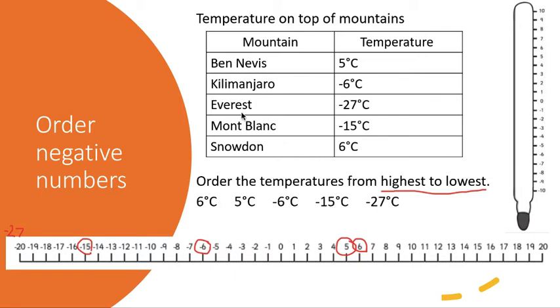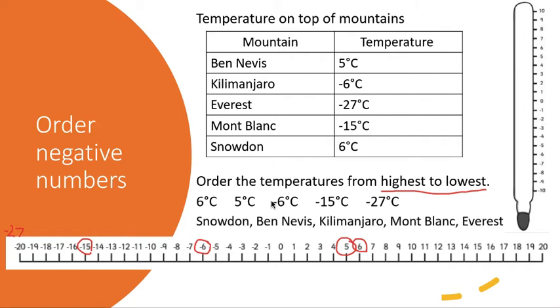So Everest is by far the coldest there, -27 degrees, -15 degrees Mont Blanc, -6 degrees Kilimanjaro, 5 degrees in Scotland, Ben Nevis, and 6 degrees in Snowdon. So highest to lowest: Snowdon, Ben Nevis, Kilimanjaro, Mont Blanc, and Everest. It wouldn't surprise me, I haven't checked it, you can if you like, an extra few dojos, if Snowdon was the shortest and Everest the tallest. The higher you go, the colder it tends to get.